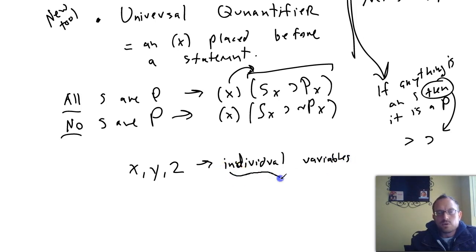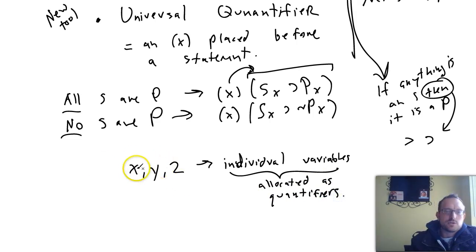These are individual variables that are always going to be allocated toward as quantifiers. Now, the reason we're saying this is because in logical notation, we can have a y-axis and an x-axis and a z-axis. You'll come to it in a minute here.